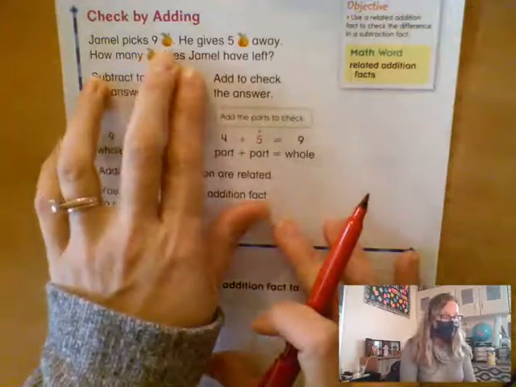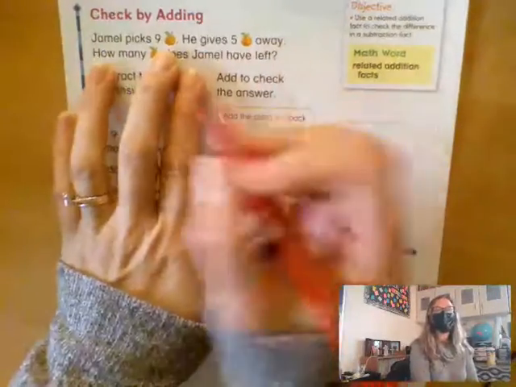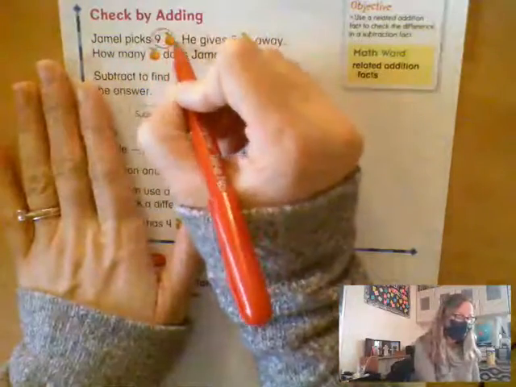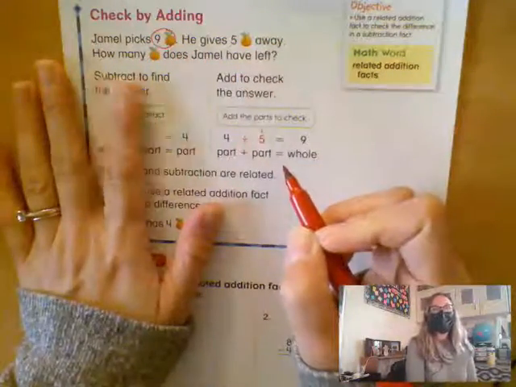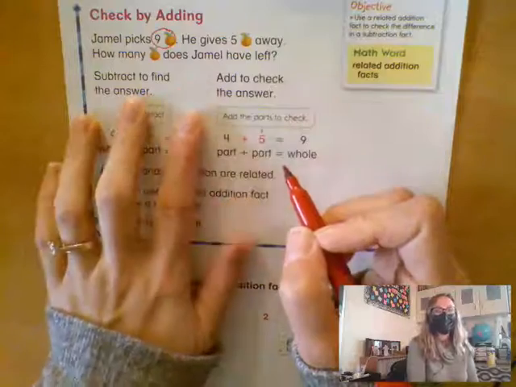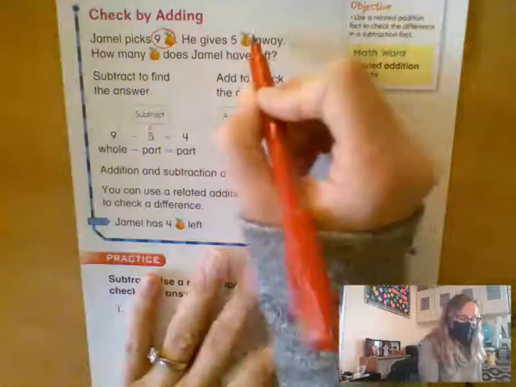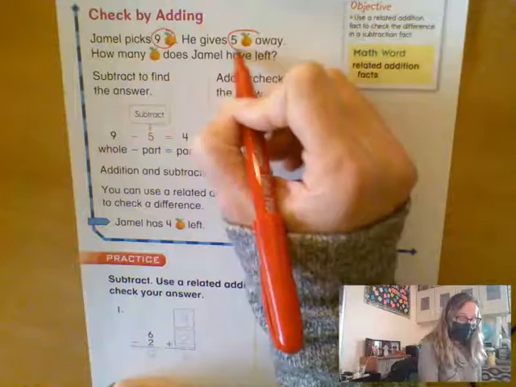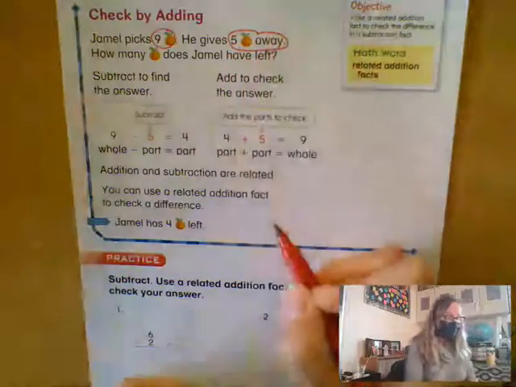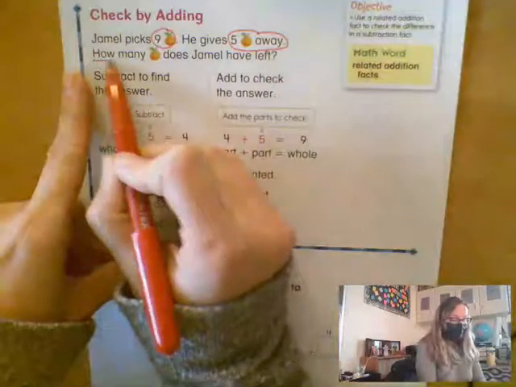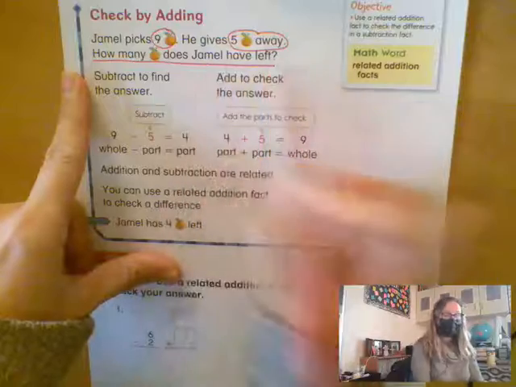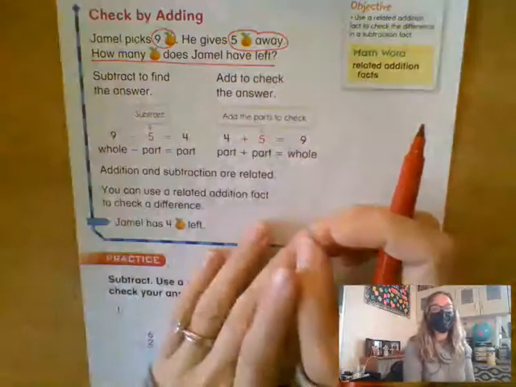says Jamel picks 9 peaches. I want all of you to take your pencil right now and circle 9 peaches. Jamel picks 9 peaches. He gives 5 peaches away. Circle 5 peaches away. And then the question says, how many peaches does Jamel have now, or does he have left? So we underline the question.